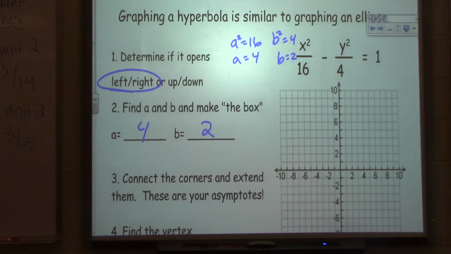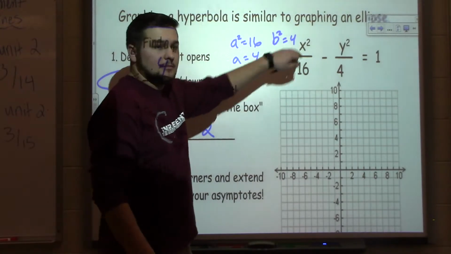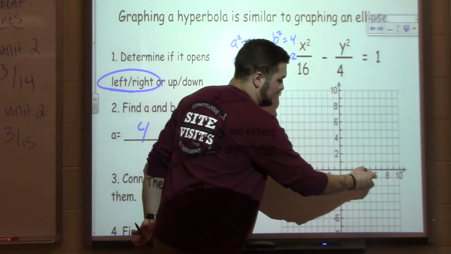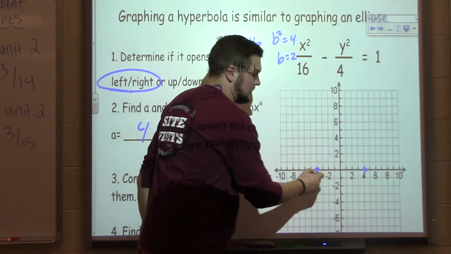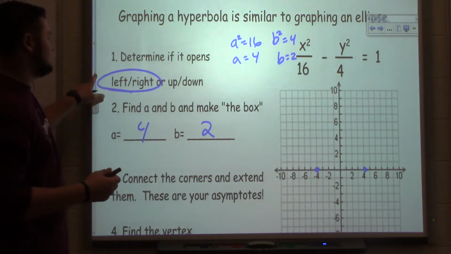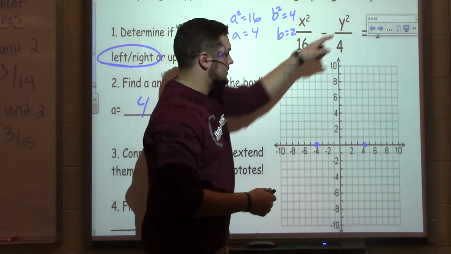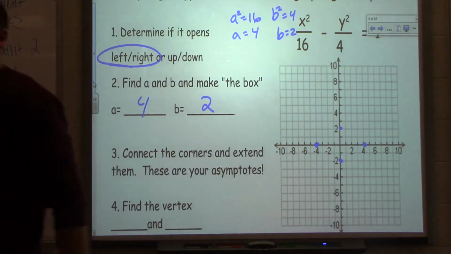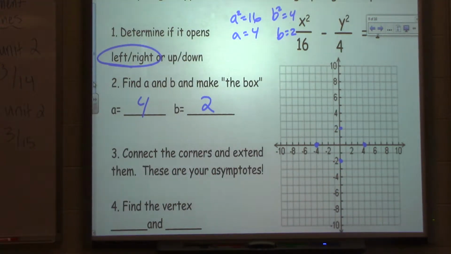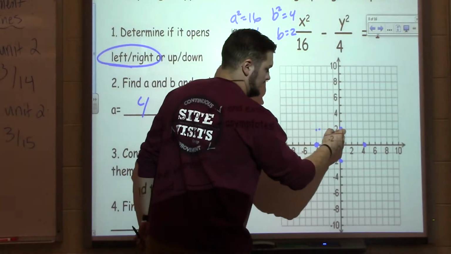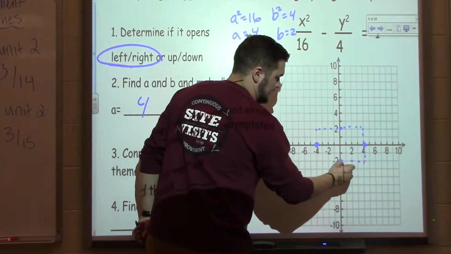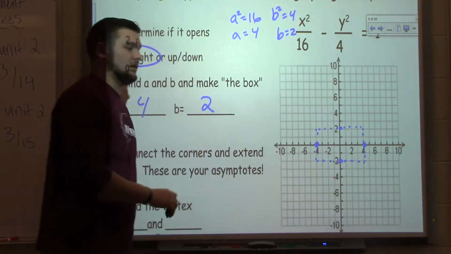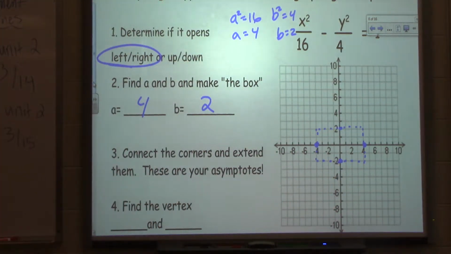What it means by that is 4, my a is under x. So I'm going to go from my center, over 4, put a point, over 4, put a point. Right, that was my x value. 2 is under y, so I'm going up 2, down 2. So we're going to plot those 4 points, and we're going to make a dashed box through those 4 points. So it's going to be, we're not going directly through them, right? They're in the middle of each side of our box. So we're making a dashed box.